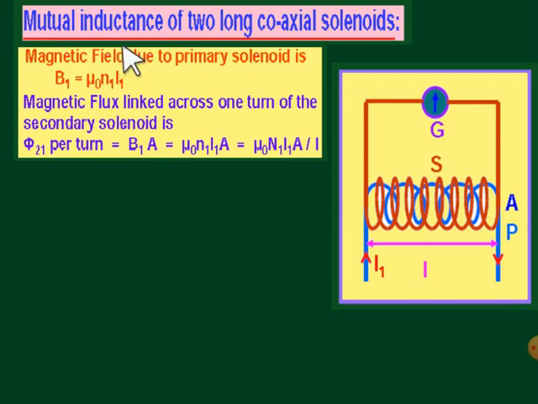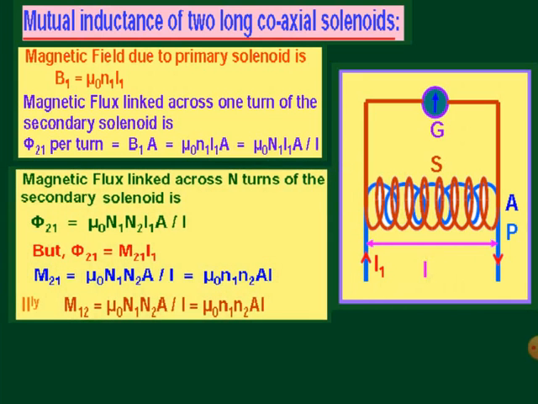So you replace it here, and if you know the total number of turns in the primary coil N1, then you can replace this small n by N1 divided by L. Total number of turns divided by total length gives the number of turns per unit length n1, right? So it will be mu naught N1 I1 A divided by the length of the solenoid. Got it? Now, the magnetic flux linked across the turns of the secondary solenoid.